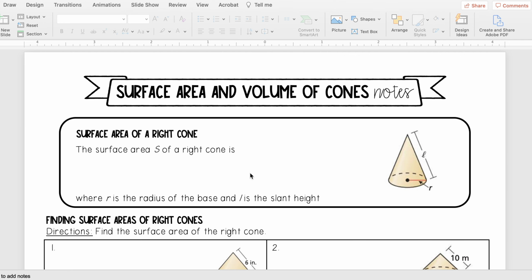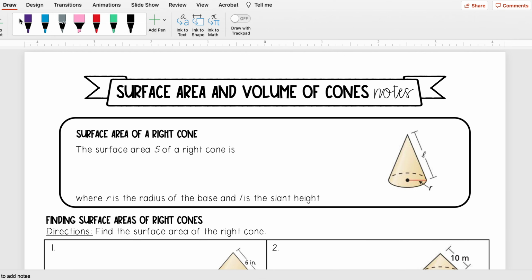Hello everyone, today we'll be talking about surface area and volume of cones. So for this first video we're going to be talking about surface area of a right cone. The surface area S of a right cone is S equals pi r squared plus pi r L, where r is the radius of the base and L is the slant height.